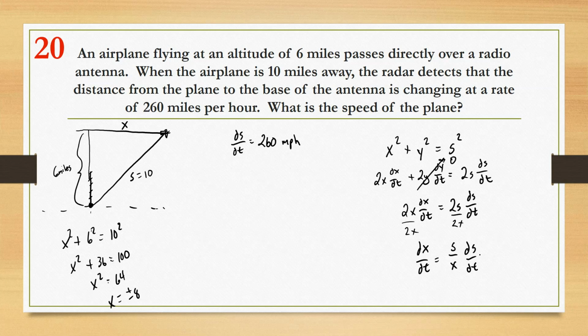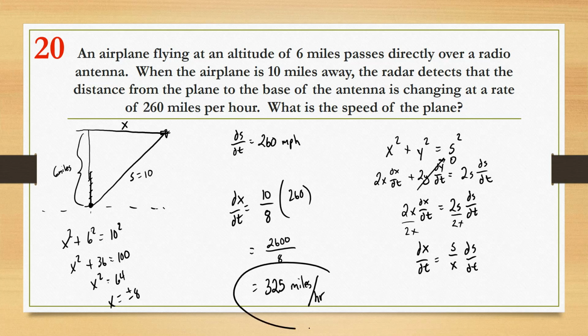s is 10, ds/dt is 260, therefore dx/dt equals s divided by x times 260. So that's going to give us, let's see, 2600 divided by 8. If we put that in our calculator, 2600 divided by 8, sure enough gives us 325 miles per hour. There's our final answer.